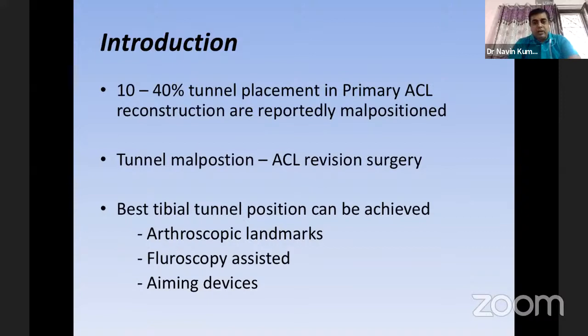Whatever type of graft you have used, very expensive or the very latest technology graft fixation you have done, you have had the very best rehabilitation physiotherapist with you, but if your tunnel placement is not good, then your surgery is going to fail. So tunnel malposition leads to ACL revision surgery. Dr. Rajiv has already talked very nicely about how you make a femoral tunnel. Now I'll be talking about the best tibial tunnel position that can be achieved by basically three methods. One is arthroscopic landmarks, another is the fluoroscopy assisted method, and third is the aiming devices.